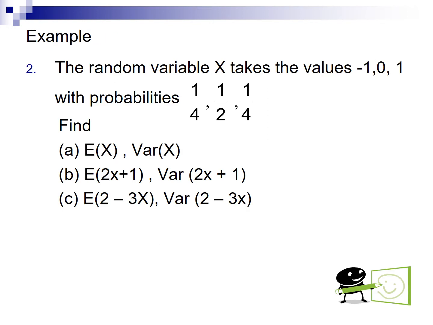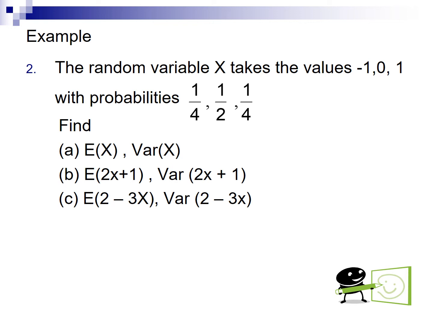Second example, we want to look at how the law of variance is applied. We have random variable x that takes the value negative 1, 0, 1 with probabilities 1 over 4, 1 over 2, 1 over 4. So part A, straightforward, you can do on your own. Part B, expected value of 2x plus 1. I already showed earlier how to apply the law of mathematical expectation. And variance of 2x plus 1.